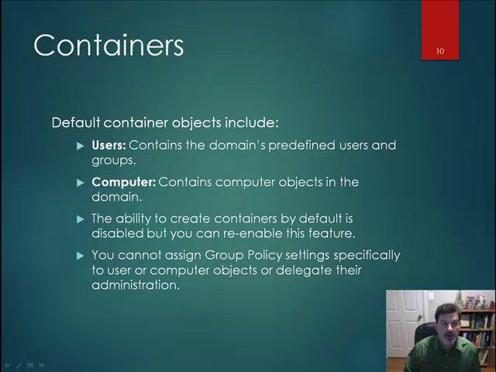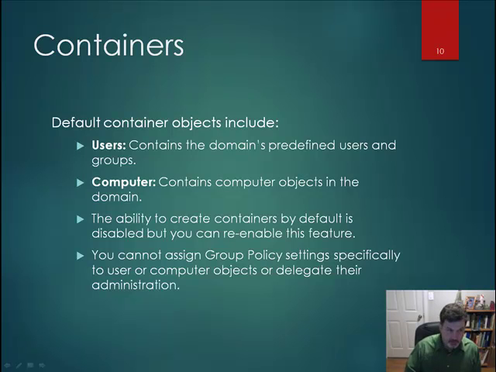Another option is containers. The default container objects for Active Directory consist of users and computers. The user container does contain all the domains, predefined users, and groups. And whenever I create a group, more often than not, if I can't find it, I can look in the users folder and it'll turn up there. The computers container contains all the computer objects in the domain. So every time I add a computer to the domain, unless I have selected somewhere else for that to be added by default, I can know it's going to show up in the computer container.